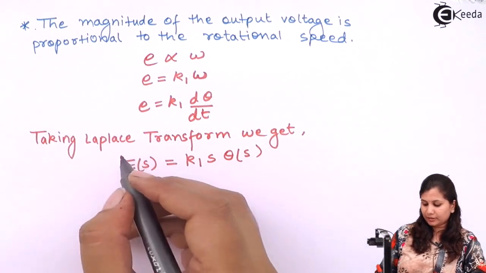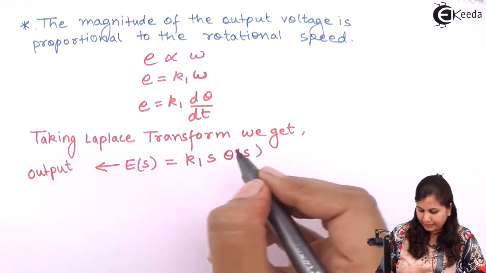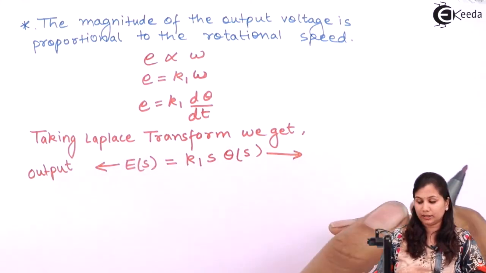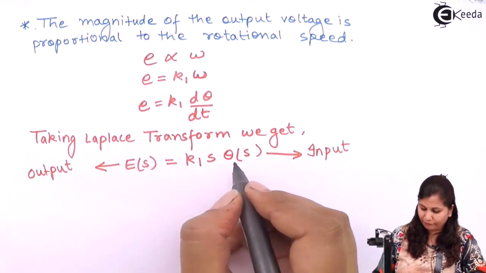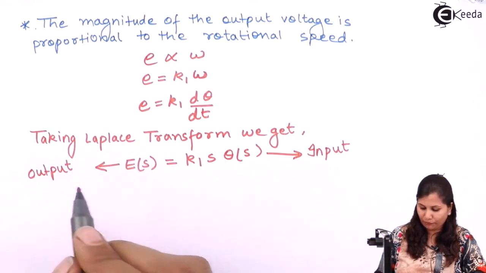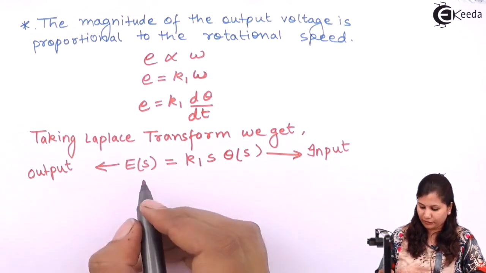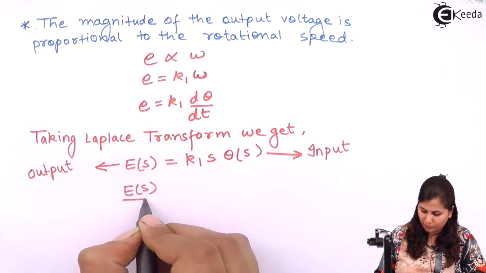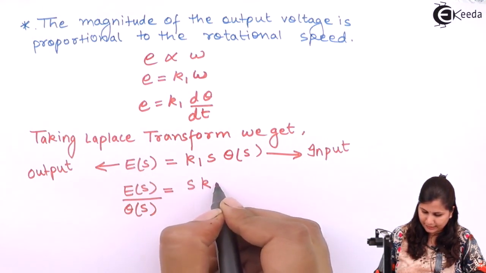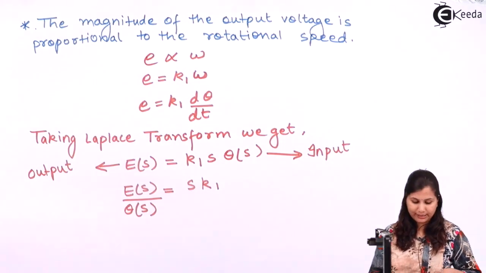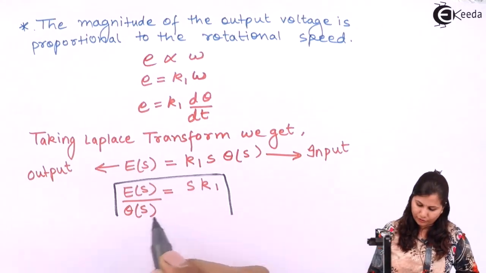So if we take this Es, it is our output, and theta S, that is the angular displacement, it is our input. So if we take the ratio of the Laplace transform of the output and the Laplace transform of the input, it will become the transfer function. So Es upon theta S will be equal to S K1. So this is the transfer function of the AC tacho generator.